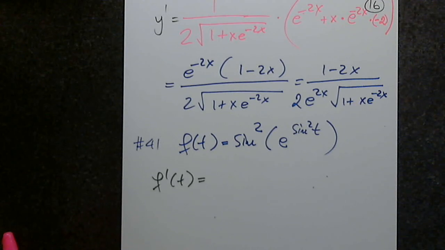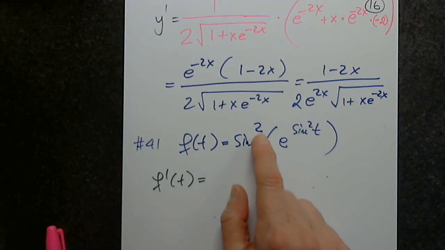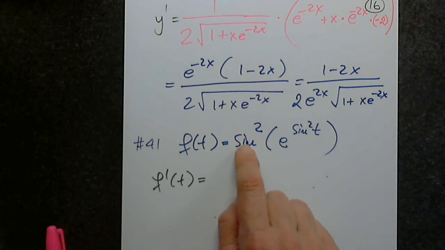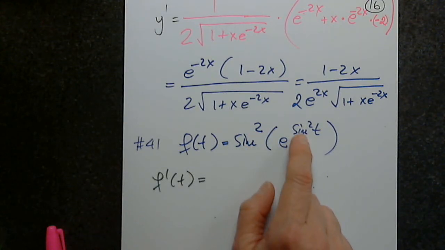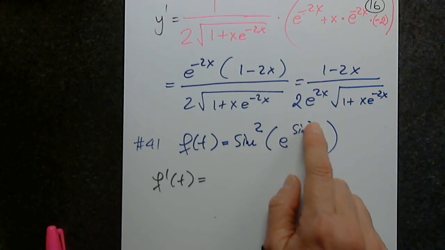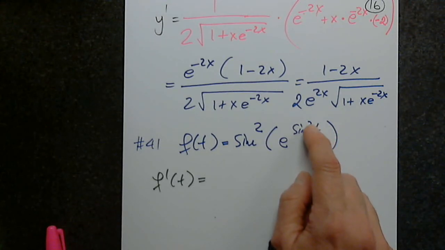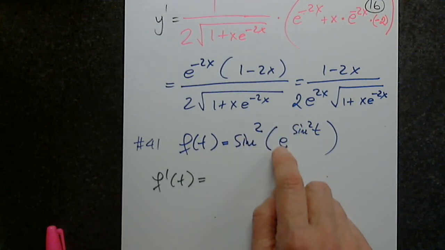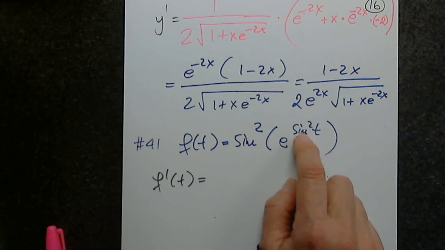Ready? How many functions do we have here? You can say plenty. That's the most outer function. That's the next one. Then e to this. Then sine squared, but basically power 2 and then sine. 1, 2, 3, 4, 5.